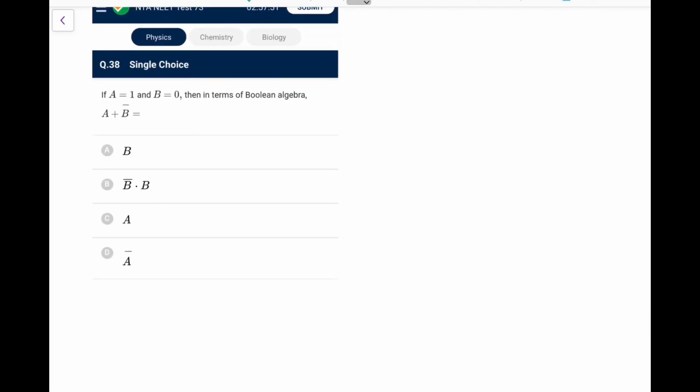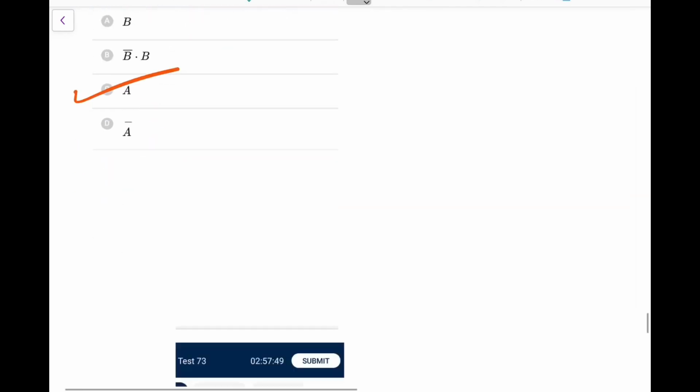Next one. If A is 1, B is 0, then in terms of Boolean algebra, it's an easy one. It is 1 plus 1 now. 1 plus 1 is 1. Simply what it means, it is B dot B bar, no. A bar, no. It is A here.